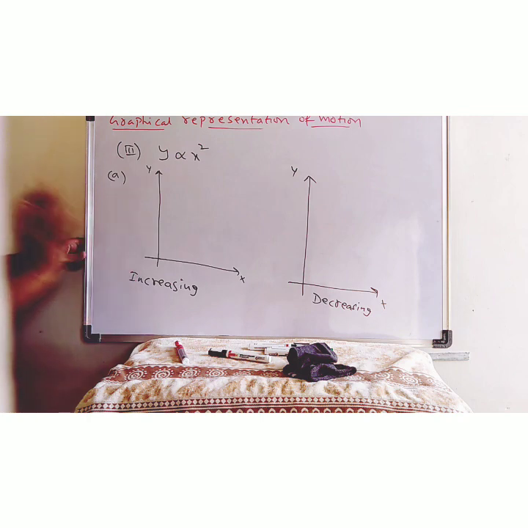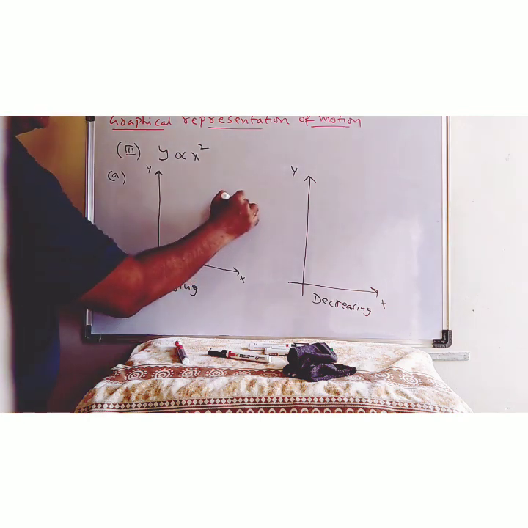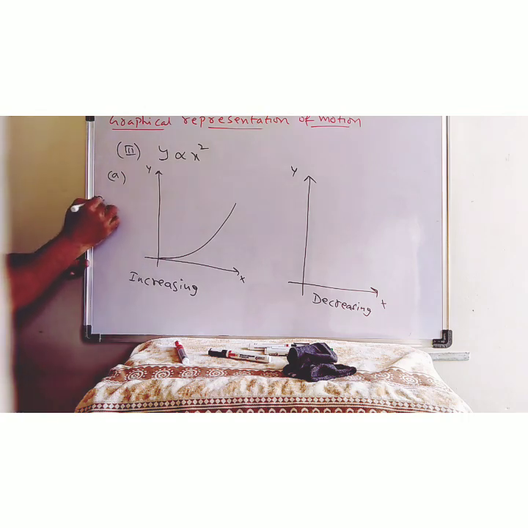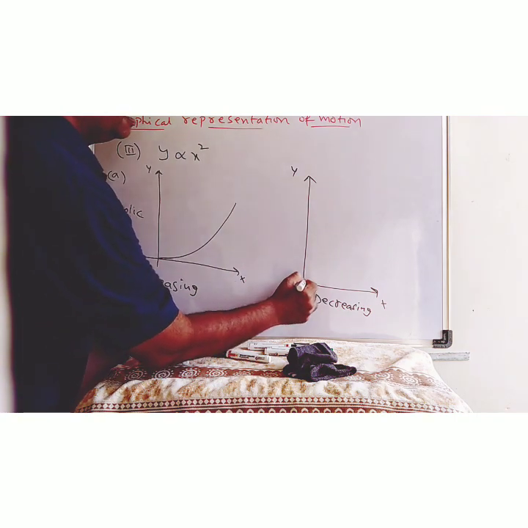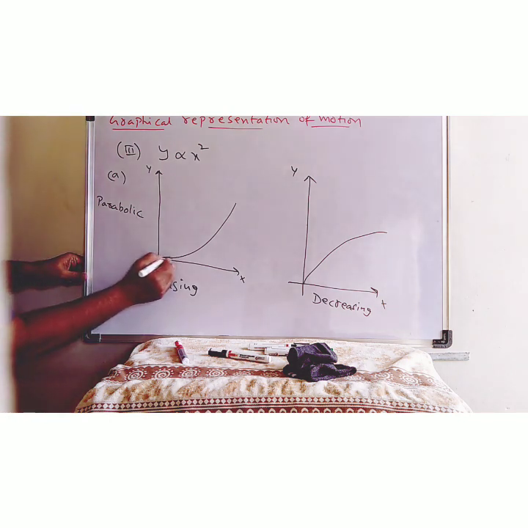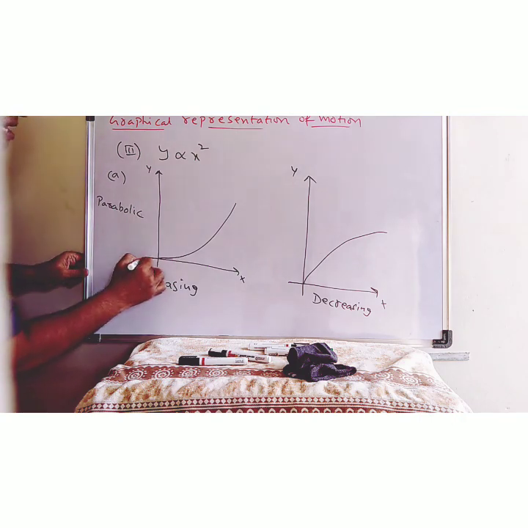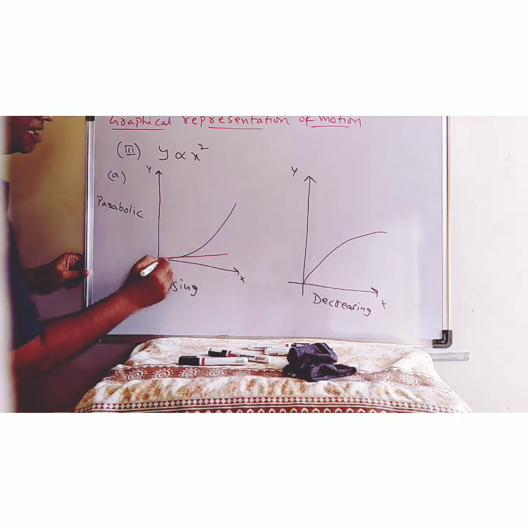So how will it be an increasing graph? See carefully, if the graph is like this, remember this is a parabolic curve. y is directly proportional to x square shows a parabolic curve, and it may be an increasing one or a decreasing one. Then how can you say it is an increasing one? Let us look at this point. Suppose here, what is the slope of this one?